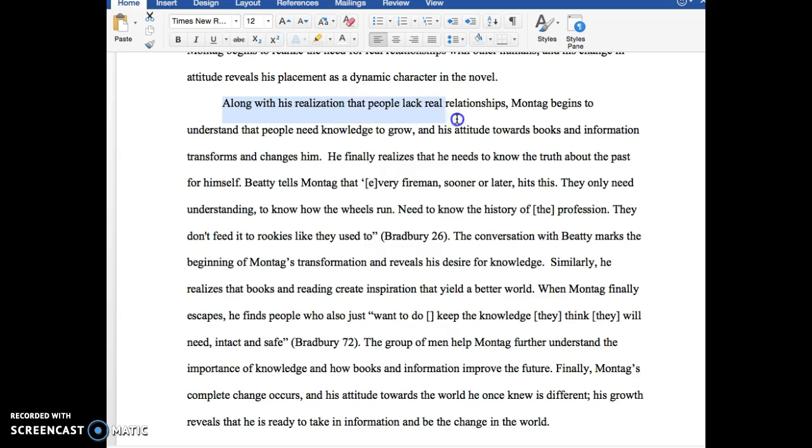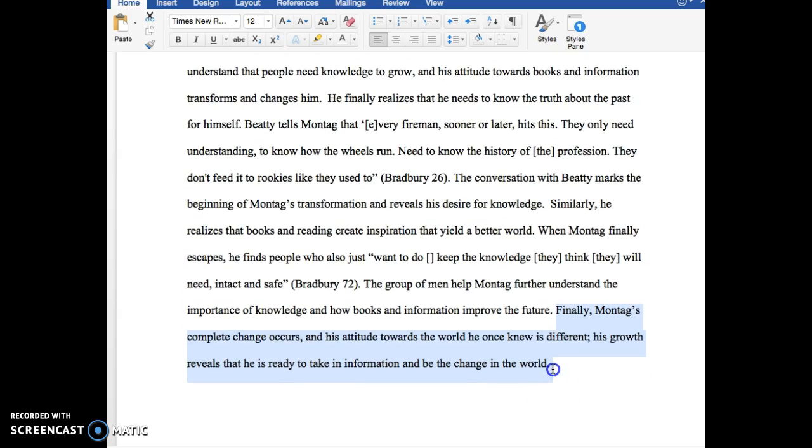Notice that the writer has included a transition or an idea from the paragraph above. Then, the writer gently introduces the reader to the new topic, that Montag begins to understand that people need knowledge to grow. This again shows Montag's change and reveals his status as a dynamic character. Continuing through the paragraph, we have development, we have evidence, and we have analysis connecting. We do that at least twice for each body paragraph, again ending with a conclusion sentence.